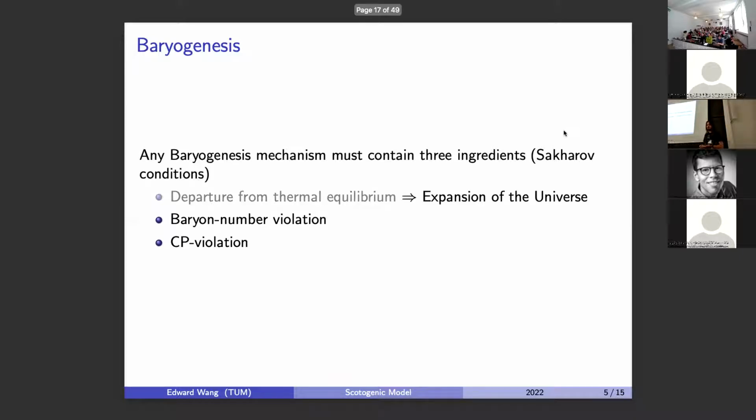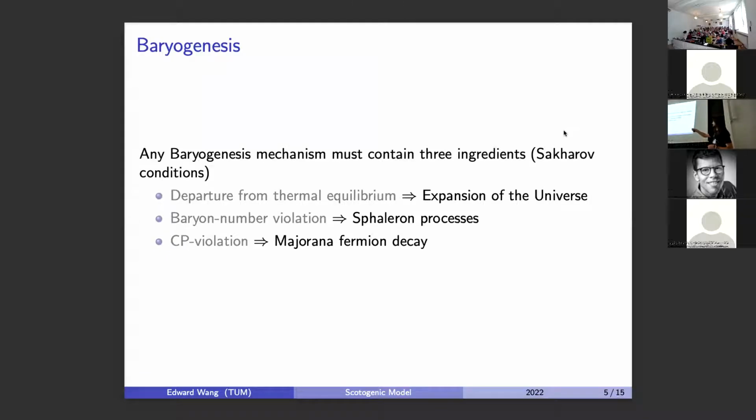Now, departure from thermal equilibrium is in a way already accounted for by the expansion of the universe, because it expands and it's constantly driving the thermal bath out of equilibrium. Baryon number violation, we have theoretically, the sphaleron processes are predicted already within the standard model, and they violate baryon number. So this is also already contained in the standard model. And now CP violation is given in our model by the Majorana fermion decay. And this is, as Joachim has also mentioned this morning, the scenario of leptogenesis, as we call it.